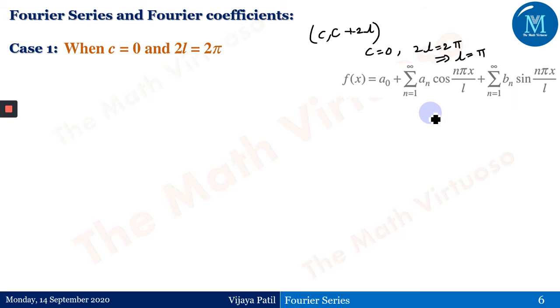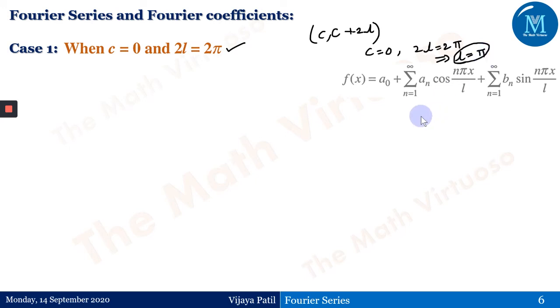And what will happen if L equals pi? We are considering this particular case 1, where I have taken L equals to pi. We got this because of the conditions given. So the cases are when c is 0 and 2L is equal to 2 pi. At that time, L is equal to pi.